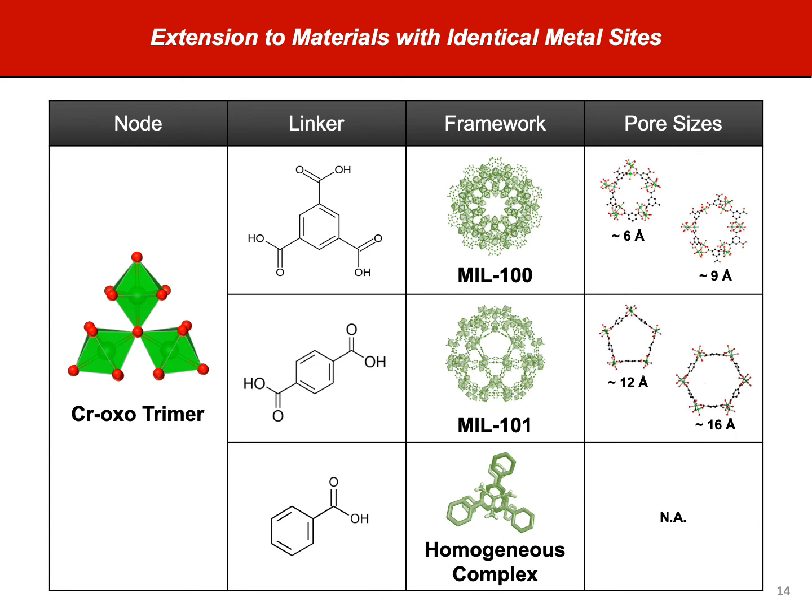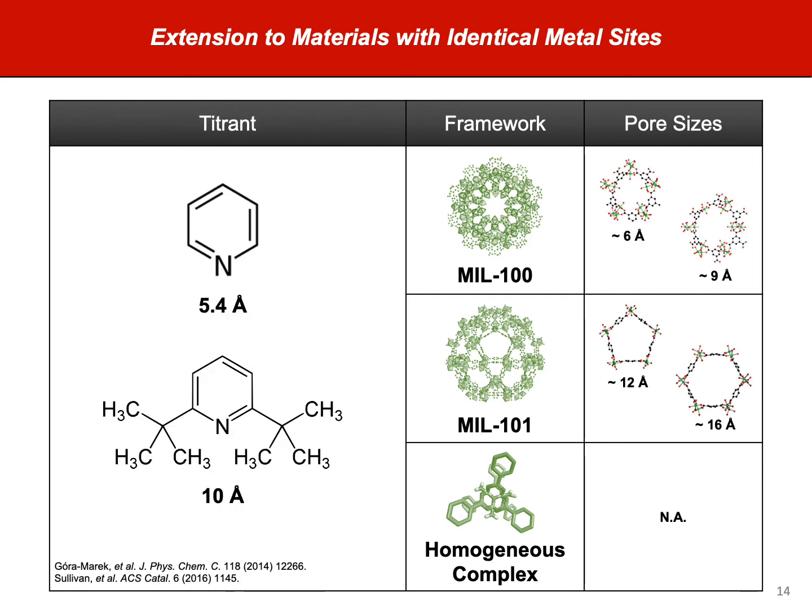And for this purpose, we synthesized three different materials that had the same chromium oxo-centered trimer node, but had different degrees of diffusional constraints surrounding the chromium oxo trimer. So on the top is MIL-100, which has the smallest pore window sizes. MIL-101 has larger window sizes for both cavities, and the homogeneous complex, which does not have a pore size associated with it, obviously, but can undergo some sort of agglomeration under reaction conditions. And we wanted to test the effect of pyridine and DTBP both on these three materials.